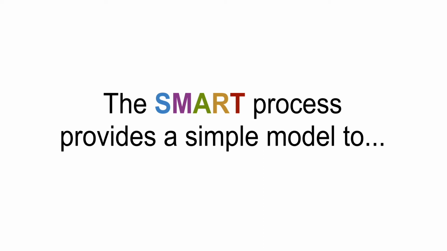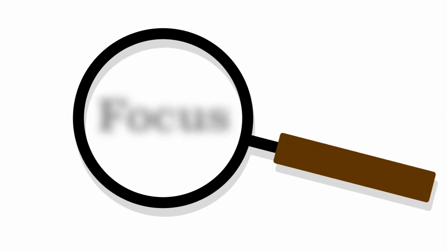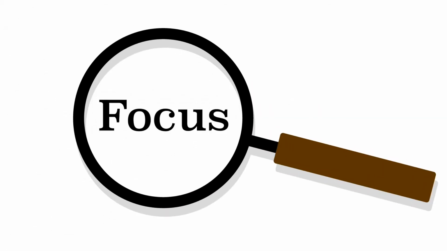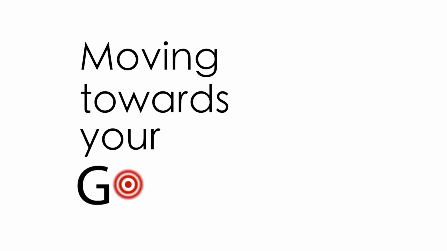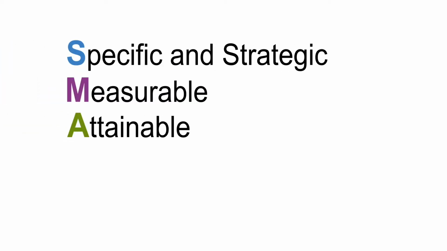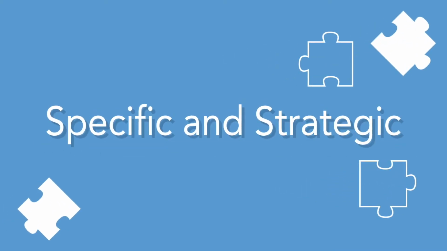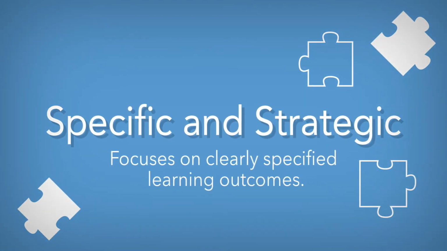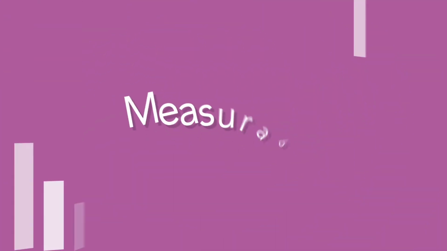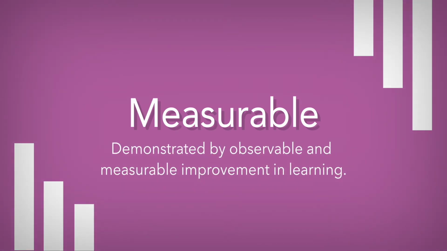The SMART process provides a simple model to determine exactly what goals you need to target, how to strategically limit and focus your target, and how to know if you're moving towards your goals. SMART stands for specific and strategic, measurable, attainable, relevant and results-oriented, and time-bound. For a SMART goal to be specific and strategic, it focuses on clearly specified learning outcomes. For a goal to be measurable, it is able to be demonstrated by observable and measurable improvement in learning.